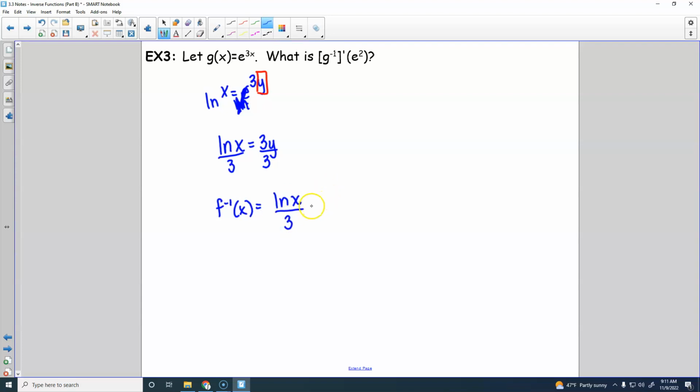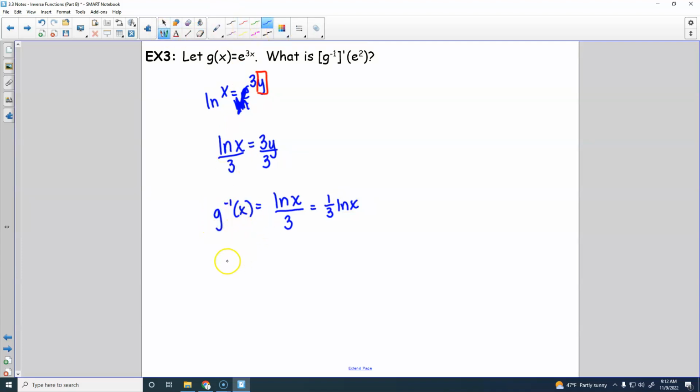Or another way to write this is 1/3 natural log of x, if that helps you on taking the derivative. As it looks right now, it kind of looks like you need to do a quotient rule, but you don't, because it's just a coefficient. Now that is just my inverse. The question, and I'm calling this f, it should be g. Let's call it g like I'm supposed to.